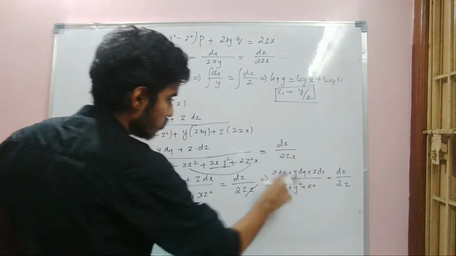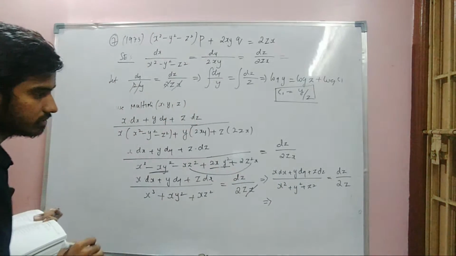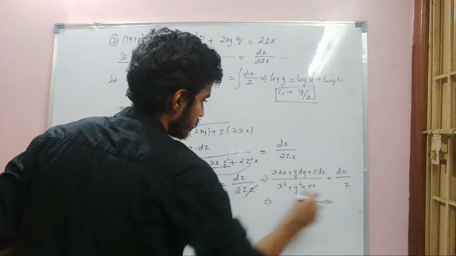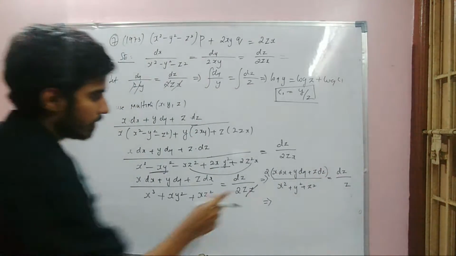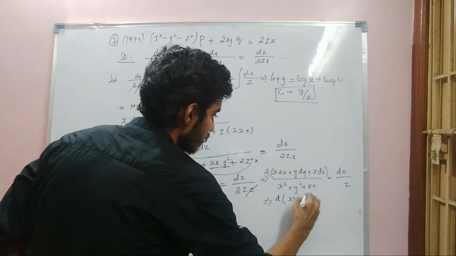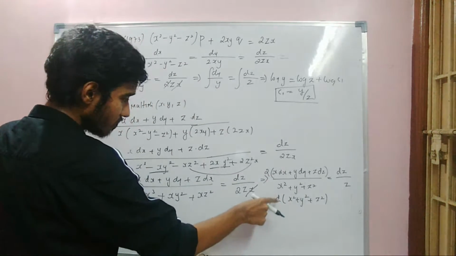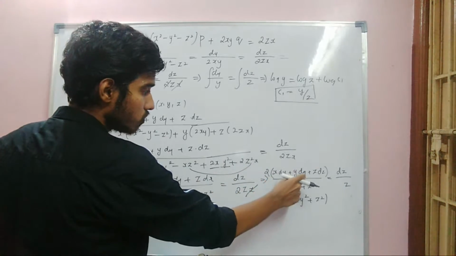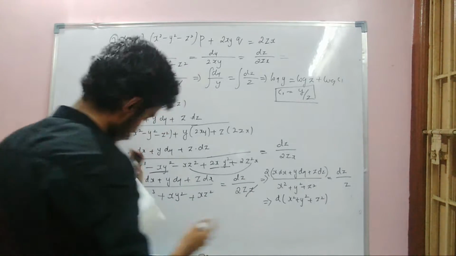So if I take 2 here, I can take 2 here, and then just cross multiply. So I can write this equation to be d of x square plus y square plus z square. Why? Because if I integrate this, what will I have? x square by 2, y square by 2, z square by 2, right?